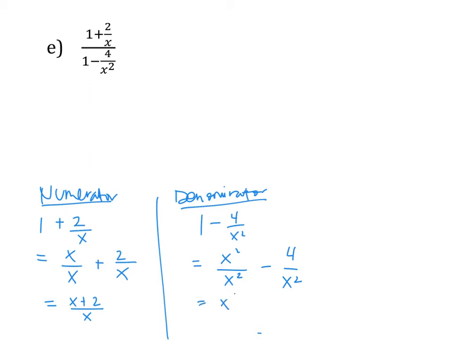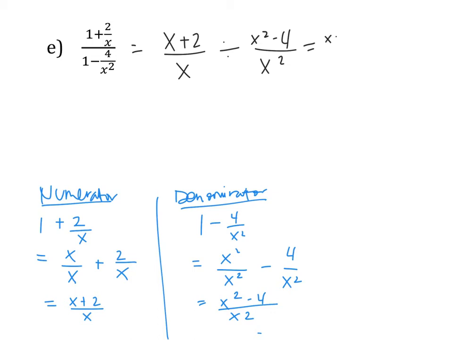I'll combine this to be x squared minus 4 over x squared. So working this equation, I can say this is the same as x plus 2 over x divided by x squared minus 4 over x squared. Now this looks like something that we covered in the last section, right? So now I'm going to be dividing it, but once I see polynomials, I'm wanting to factor. This x squared minus 4, I know I can factor to be x plus 2 and x minus 2.